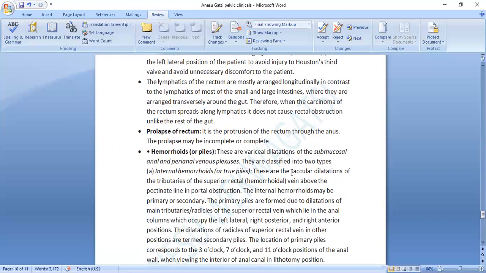They are formed due to dilatation of the main tributaries of the superior rectal vein, which lie in the anal columns. So they occupy the left lateral, then the right anterior and right posterior positions. So you find that we have one left and two right, in such a way that these primary piles may be arranged at the 3 o'clock, 7 o'clock, and 11 o'clock positions when viewing the interior of the anal canal with the patient in a lithotomy position, that is flexing the hip joint. Then they raise their legs and flex the knee joints as well, raise their legs above their hip joints, and then fully abduct them.